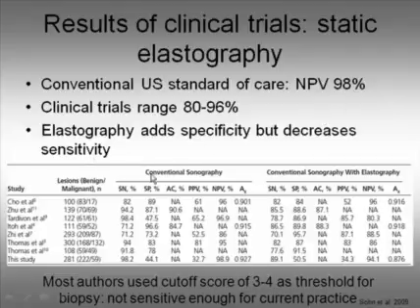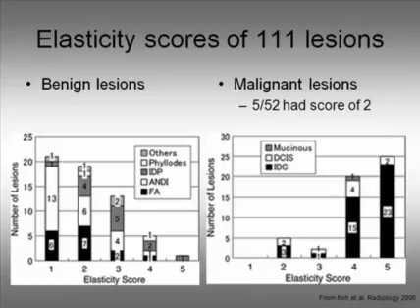Elastography greatly increased specificity, but it decreased sensitivity unacceptably for our standards. However, most of the authors were using a cutoff score of an elasticity score 3 as their threshold to do a biopsy. So what happens if we look at different scores? Here's a bar graph of elasticity scores of 111 lesions.